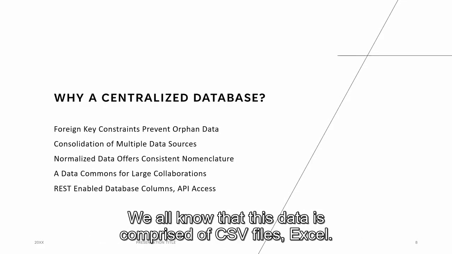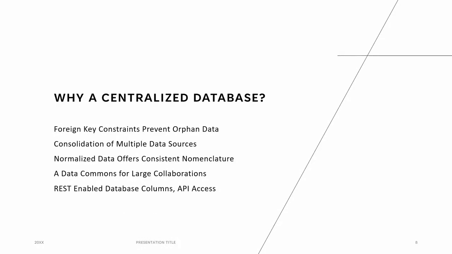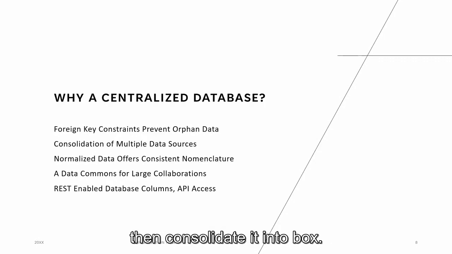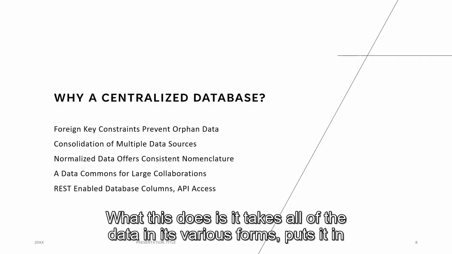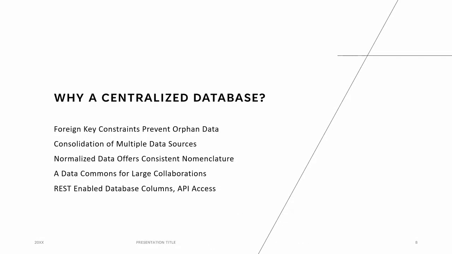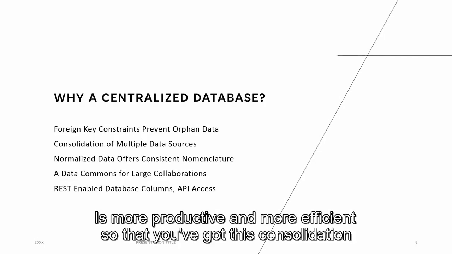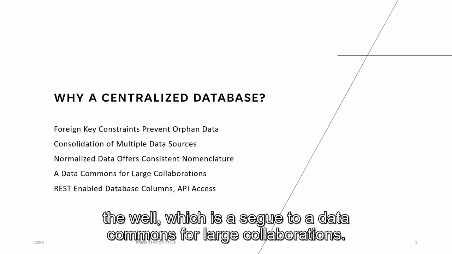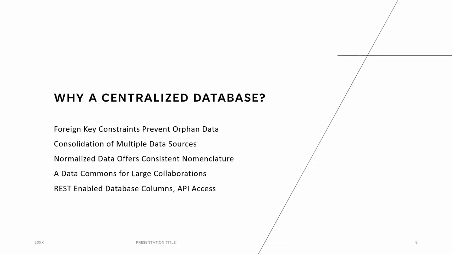Consolidation of multiple data sources. We all know that this data is comprised of CSV files, Excel, Postgres data, shapefile data, strewn amongst many of you, and then consolidated into Box. What this does is it takes all of the data in its various forms, puts it in a database form, and allows for uniform software development in a format that is more productive and more efficient, so that you've got this consolidation of data in one place where everybody can come to and sort of drink from the well, which is a segue to a data commons for large collaborations.